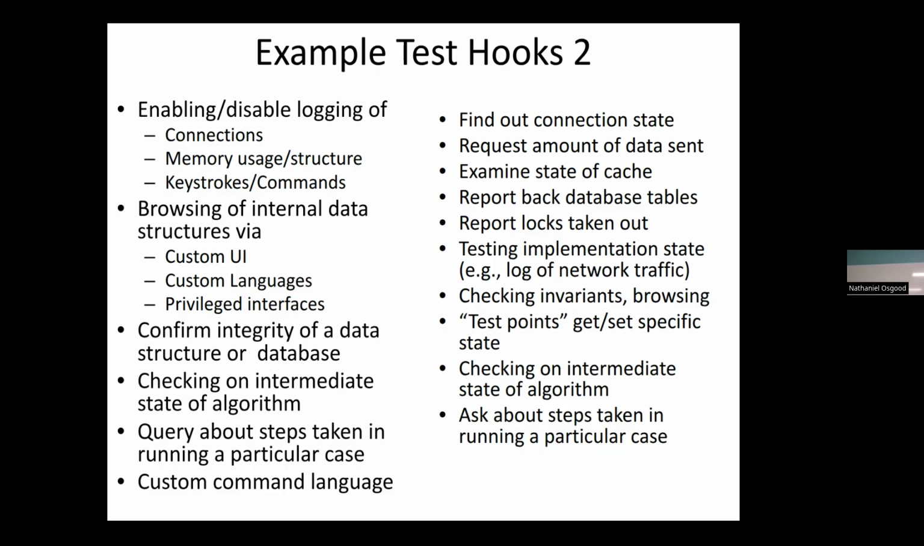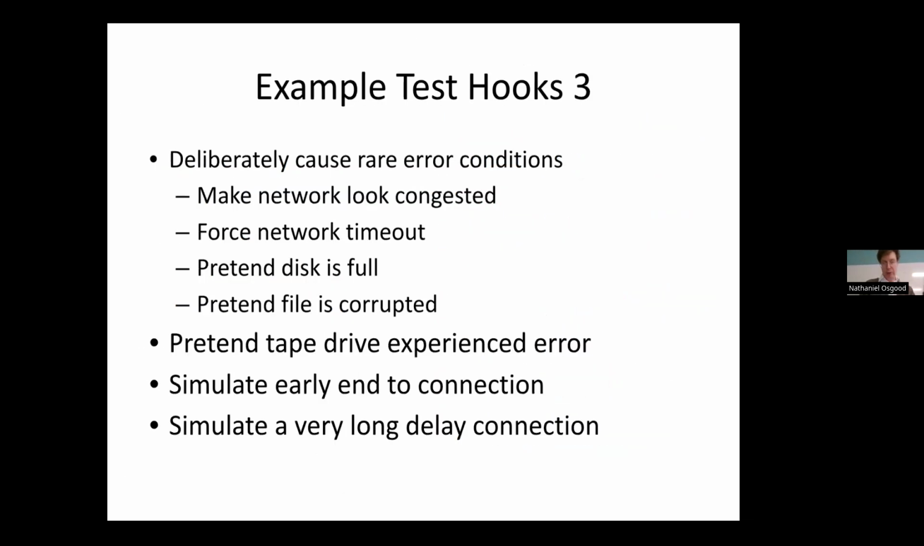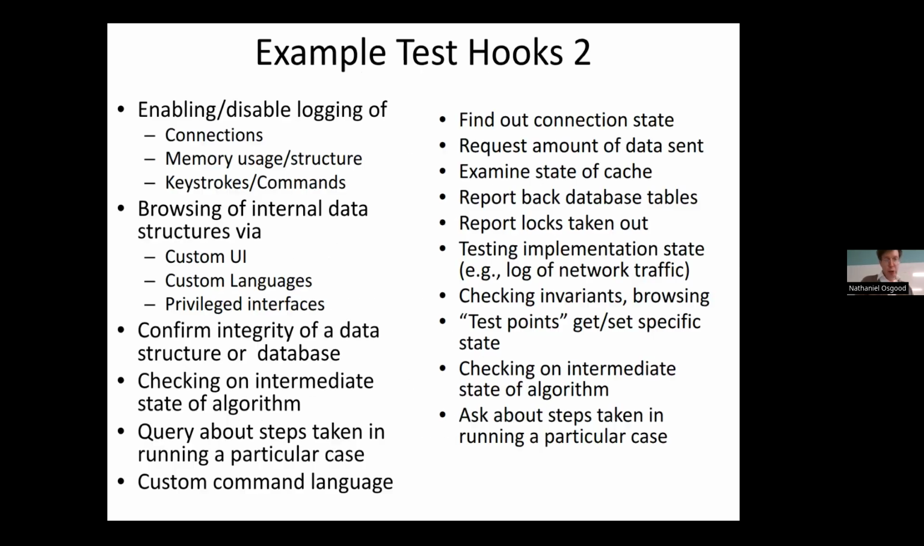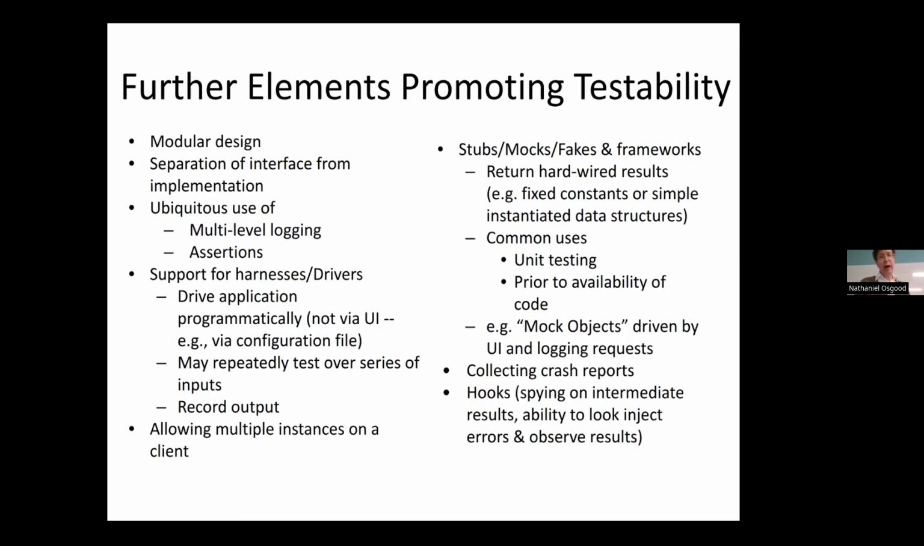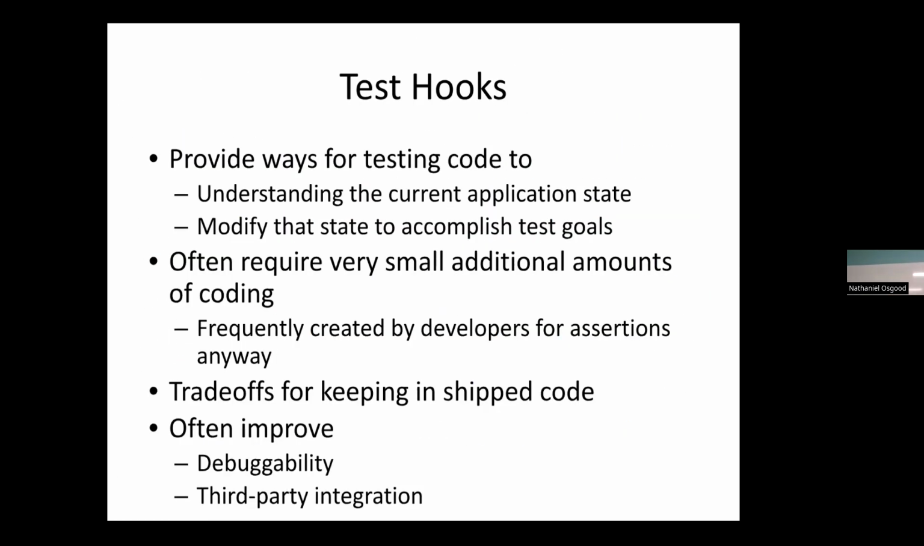You might ask how much data has been sent. Has the system flushed its results to the database? Report the locks of the database that are currently taken out. And aspects of the state of the steps that have been taken. So I'd mentioned causing rare conditions. I put it in a certain state, simulating long delay conditions. So these are some ideas of test hooks. I'm just trying to get your creativity in place.